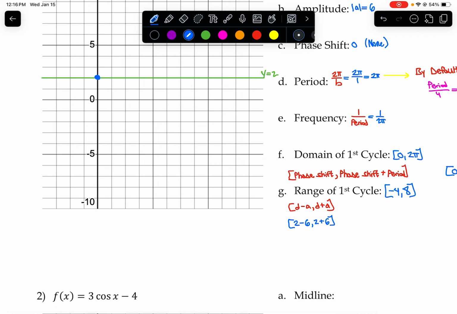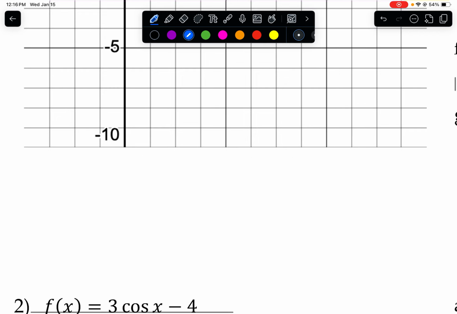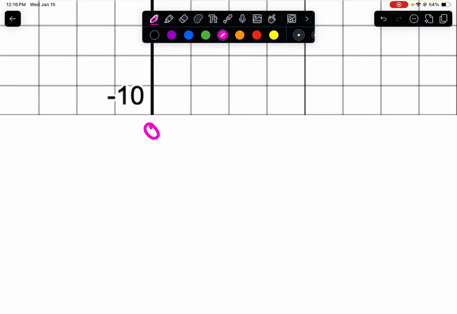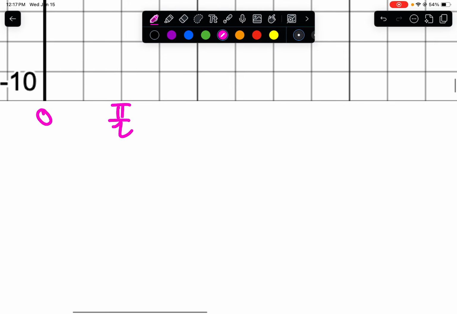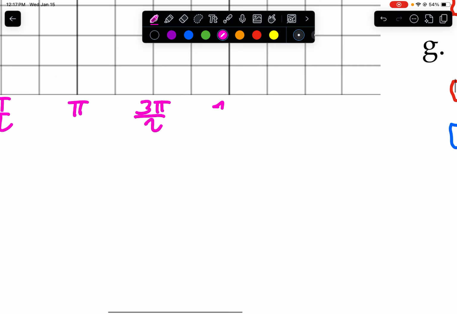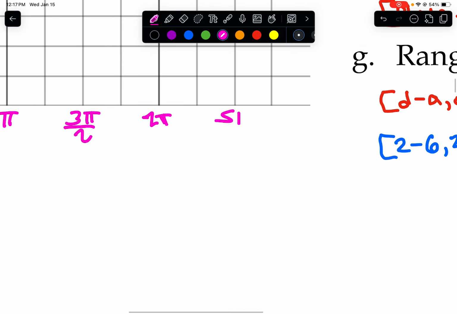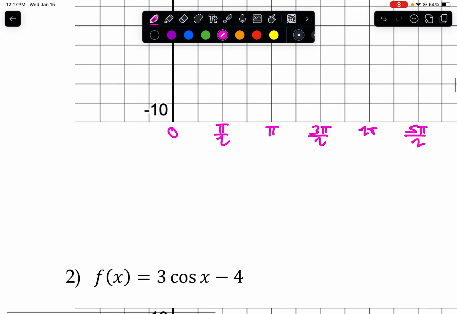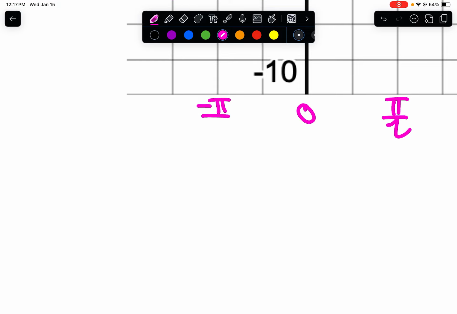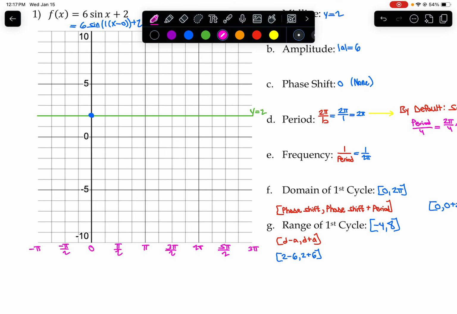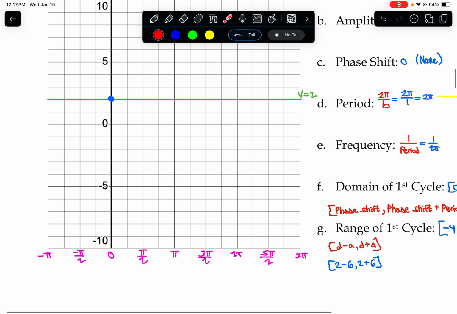Oh, we didn't do a scale. Whoops. We said the scale was going to be pi over 2, so every other square is going to be pi over 2. So 0, 1 pi over 2, 2 pi over 2 is pi, 3 pi over 2, 4 pi over 2, which is 2 pi, 5 pi over 2, and then 6 pi over 2, which is 3 pi. Then over here, I'm going to go to the left, so negative pi over 2, and then negative pi.